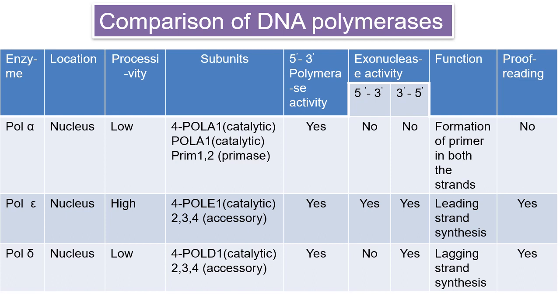Functions, I have already explained their functions. Polymerase alpha is involved in primer synthesis in both the strands. Polymerase epsilon is involved in leading strand synthesis, whereas polymerase delta is involved in lagging strand synthesis. Proofreading, polymerase alpha does not have any proofreading capacity, whereas polymerase epsilon and delta are involved in proofreading of DNA.